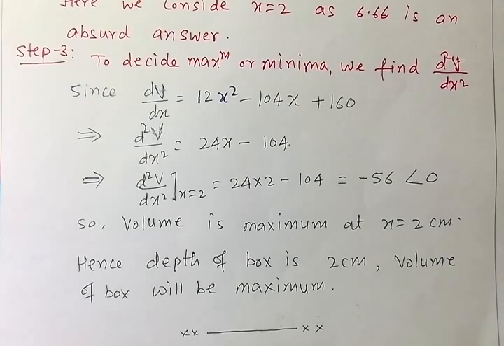So this way we have covered both types of sums: where the function is directly given, and where the function is not directly given but given in terms of conditions. Then you have to construct a function. Dear students, maxima and minima is explained with various types of examples. Hope you have understood the concept and the method very well.